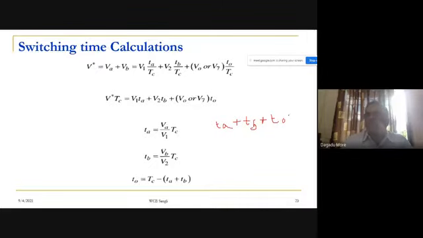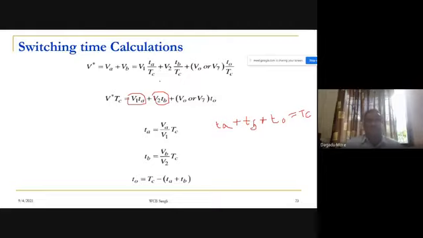TA plus TB plus T0 will be equal to how much? TC. We get this TC. So here, the volt-second balance is nothing but V1 into TA plus V2 into TB plus V0 or V7 into T0. This is the total volt-second we apply: V1 for TA, V2 for TB, and zero vector for the T0 period. It will be V star into TC, and TA plus TB plus T0 will be TC.